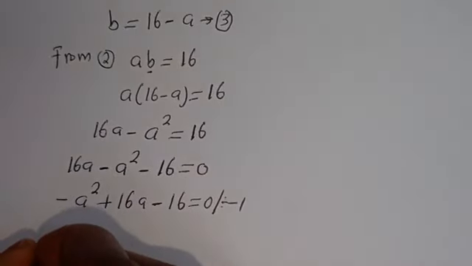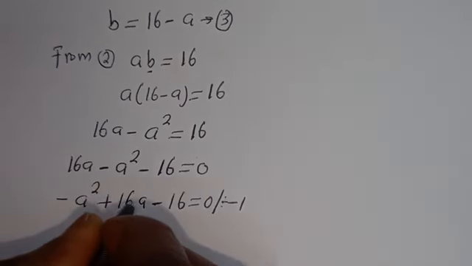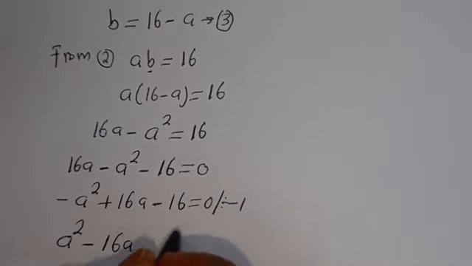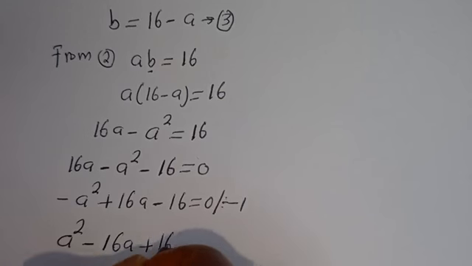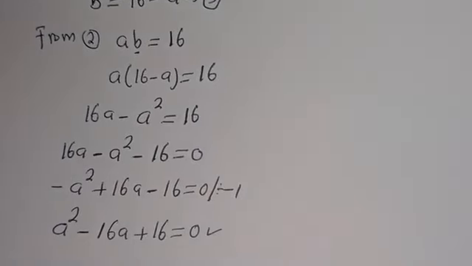Minus A squared divided by minus 1. This will give you A squared. Plus 16A divided by minus 1, this is minus 16A. Minus 16 divided by minus 1, this is plus 16 is equal to 0. And this is a quadratic equation.